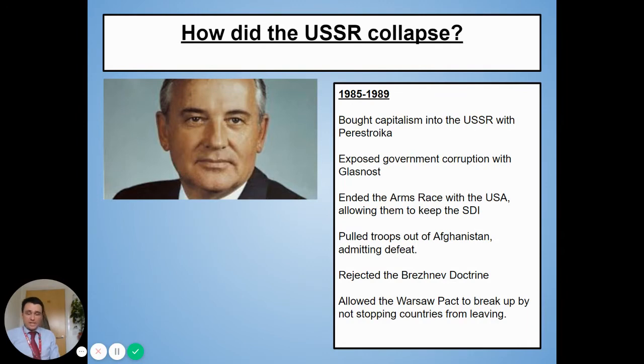He'd completely rejected the Brezhnev Doctrine, and by doing so he had allowed the Warsaw Pact to break up by not stopping countries from leaving. Now that's quite a lot done in a very, very short space of time, from 1985 to 1989.